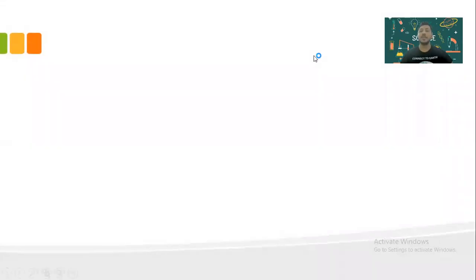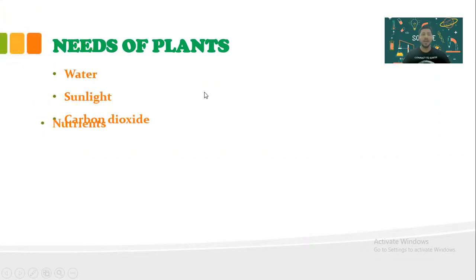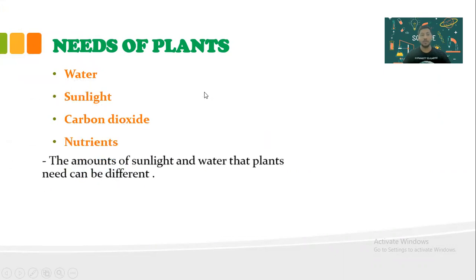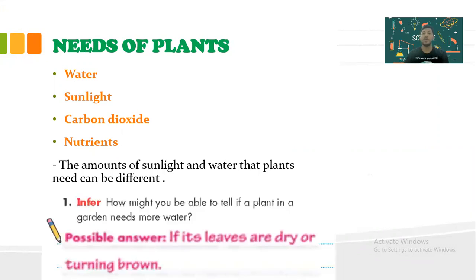Our first question for today: what do you think the plant needs to make food? The plant, to make food or even to grow, needs water, sunlight, carbon dioxide, and nutrients from the soil.